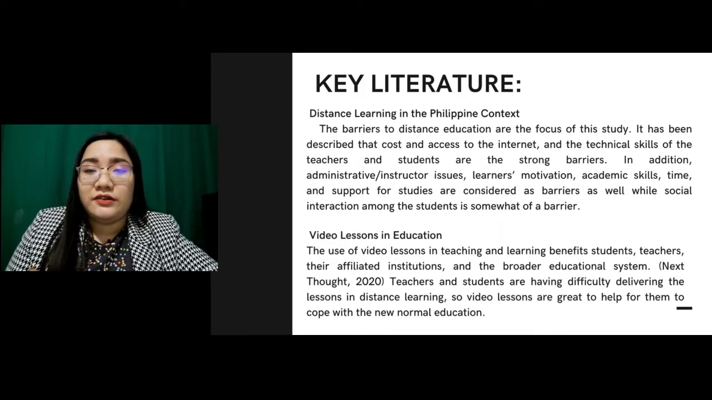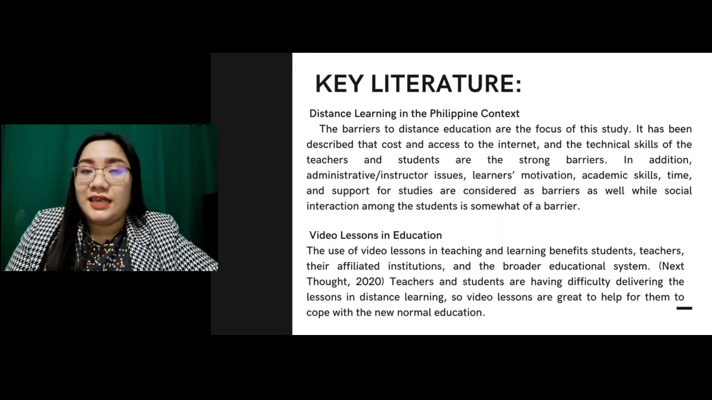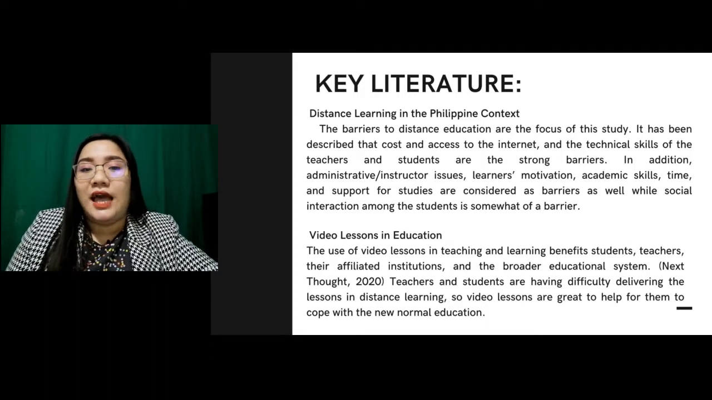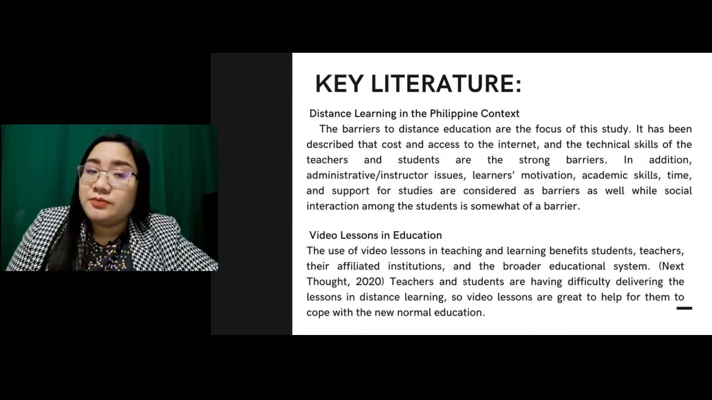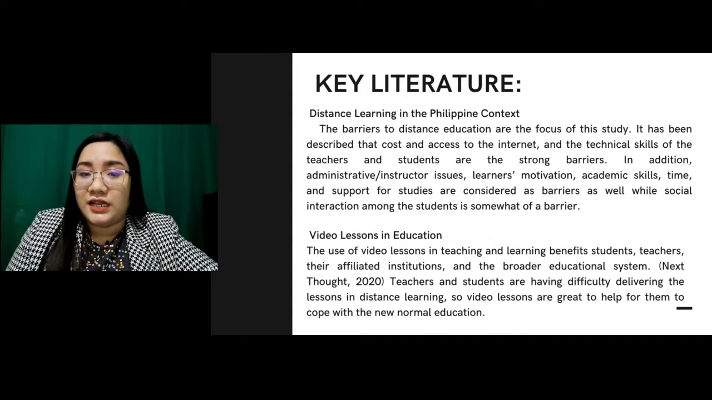However, according to them, there are distractions or barriers like internet access, technical skills of teachers and students, as well as the administrative or instructor issues, learners' motivation, academic skills, time and support for studies.